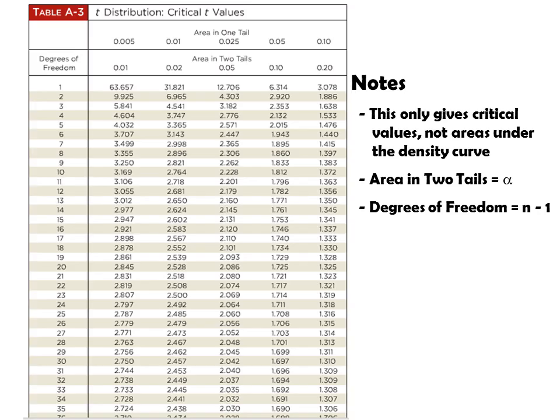Now table A3, which you need for this section, gives critical values dealing with the student t distribution. It does not give areas underneath the density curve. If you look along the top, you see two column headings, area in one tail and area in two tails. We're interested in the columns titled area in two tails, and that area in two tails is going to equal our significance level alpha. Along the left hand column you see degrees of freedom. Our degrees of freedom are going to be n, our sample size, minus 1.